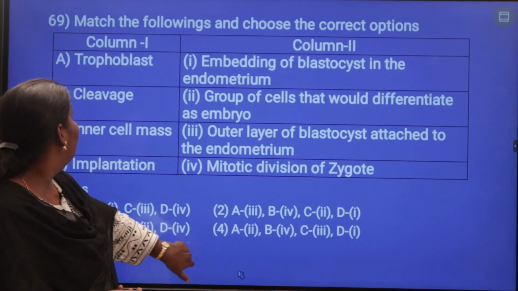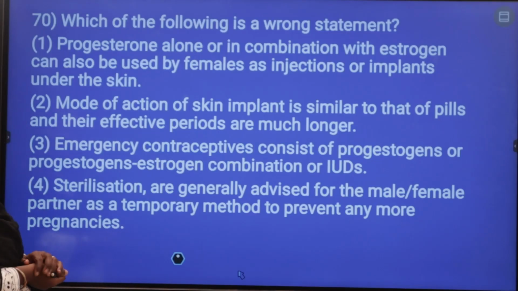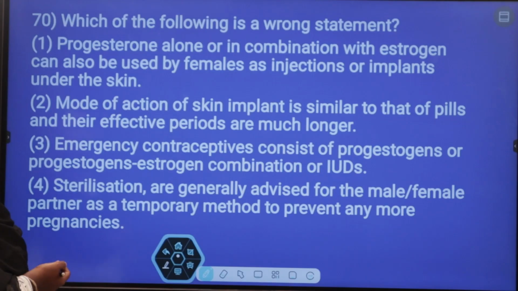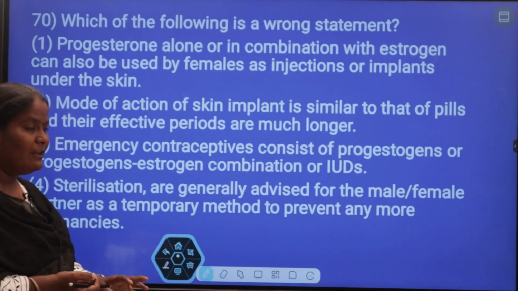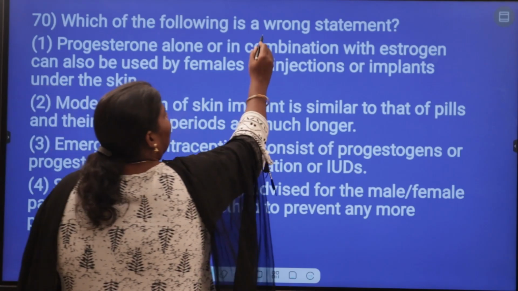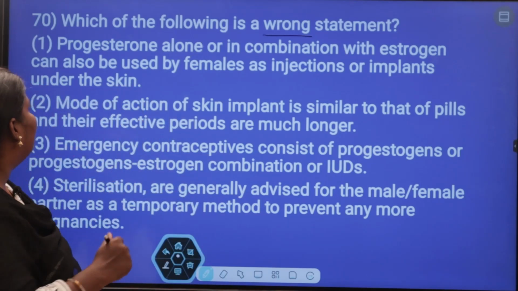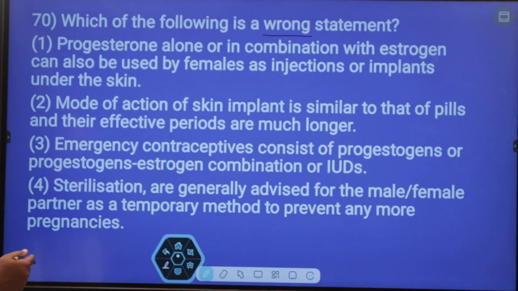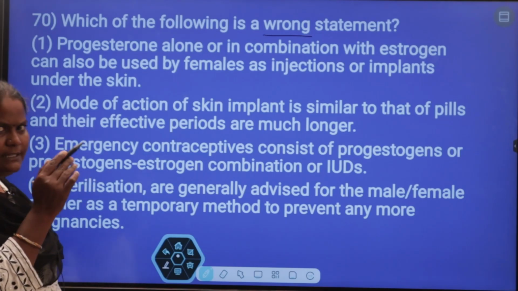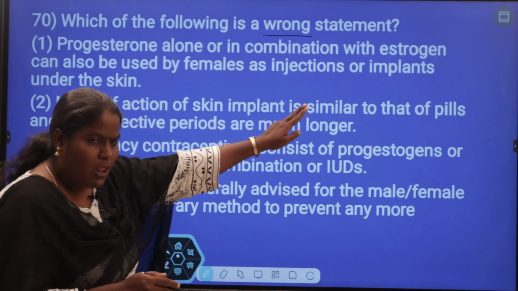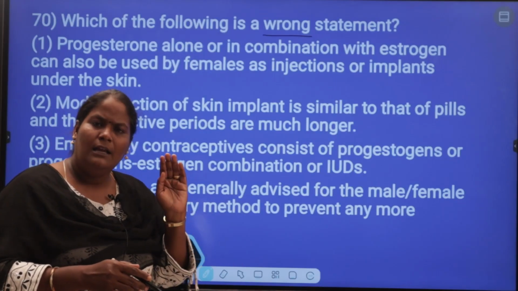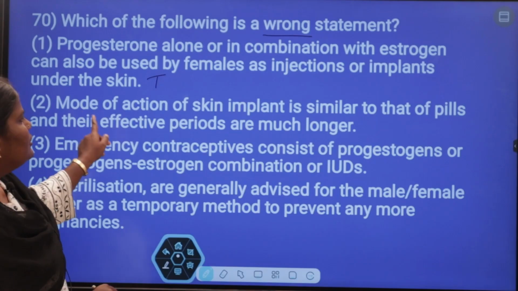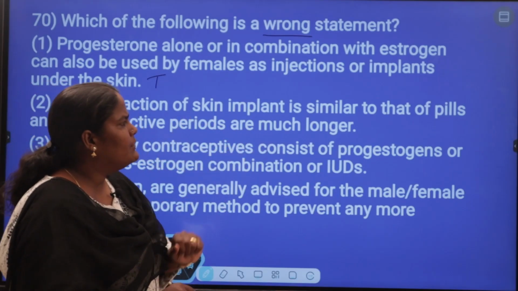Next one, 70th one. Which one of the following is a wrong statement? It belongs to the, I'm sorry, it belongs to the reproductive health. They are asking you to identify the wrong statement. Progesterone alone or in combination with estrogen can also be used by females as injections and implantations under the skin. Yes, the progesterone hormone along with the estrogen hormone is used as a skin implantation. The statement is true.